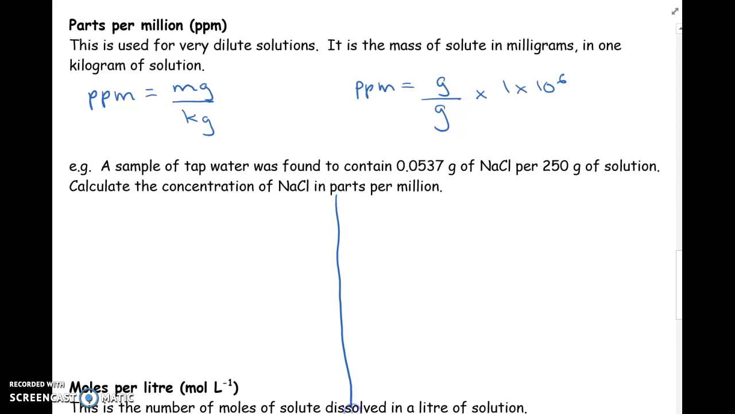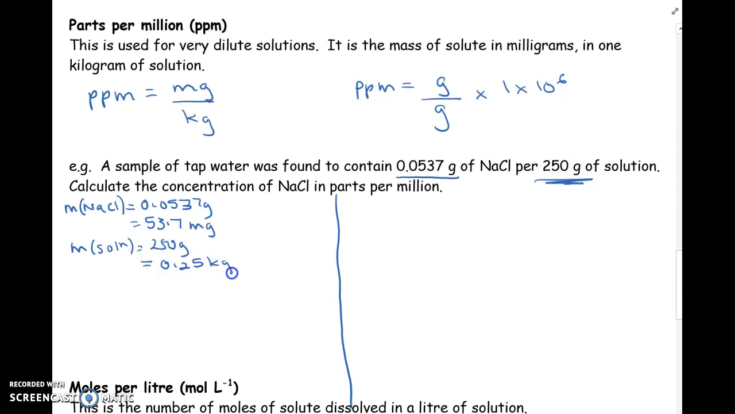I will do both. So, a sample of tap water was found to contain 0.0537 grams of sodium chloride. So the first thing we're going to have to do is convert our mass of sodium chloride into milligrams, 0.0537 grams. Move it up through, times it by 1,000, 1, 2, 3 is 53.7 milligrams. Our mass of solution was 250 grams, so we're going to have to convert that to kilograms, which is 0.25 of a kilogram.